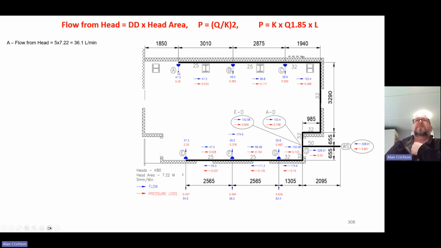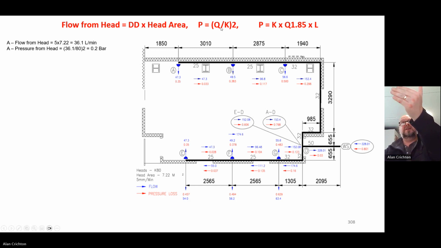Okay, so point A, the area that head is covering is 7.22. So what we're saying here is that the required flow from that head is density times area. So we only need 36.1 litres per minute. And if we use the pressure with the flow of 36.1 with a K factor of 18 squared, what we're saying is at that point here, at this head here, to achieve the density over that area, we only need 0.2 of a bar.